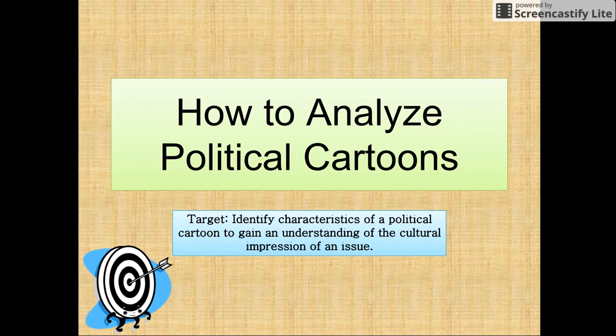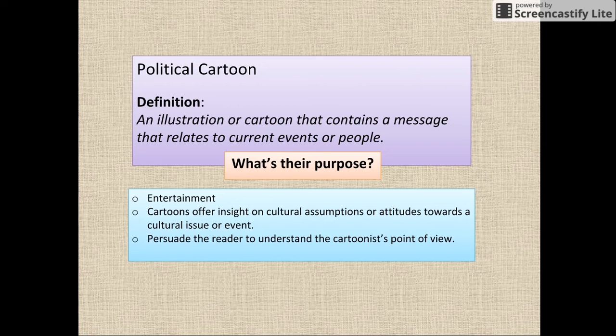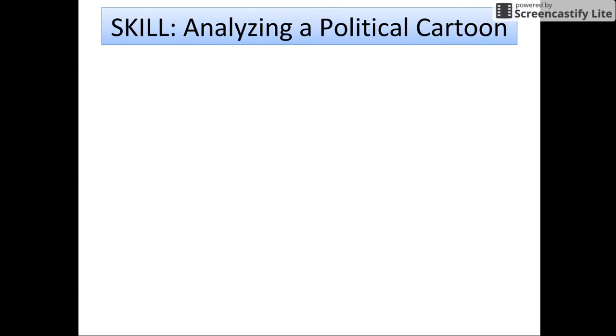What is a political cartoon? A political cartoon is an illustration or cartoon that contains a message that relates to current events or people. What's the purpose? Well, there are lots of purposes. Let's be honest, they're entertaining, they're fun, we get a laugh out of them. But they also offer us insights into certain cultural assumptions or attitudes towards current events or events in history. And sometimes the author will use them to persuade the reader to their point of view, or to lead them down a path of events to a different understanding.